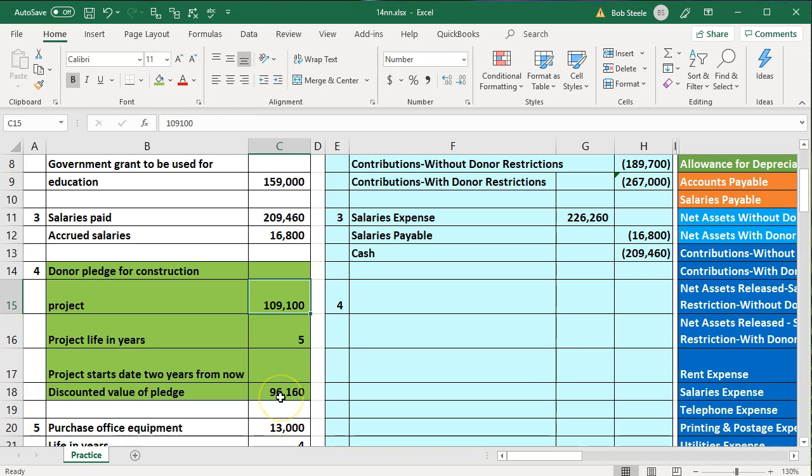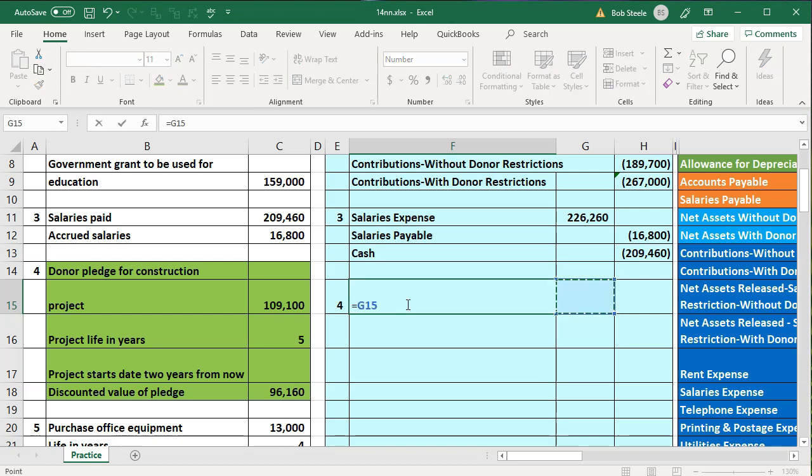Okay, so what would this type of transaction look like? Well, we've got a contribution receivable in essence because we got a pledge, we got an accounts receivable. We're going to want to try to collect on it. So we're going to debit the receivable account here.